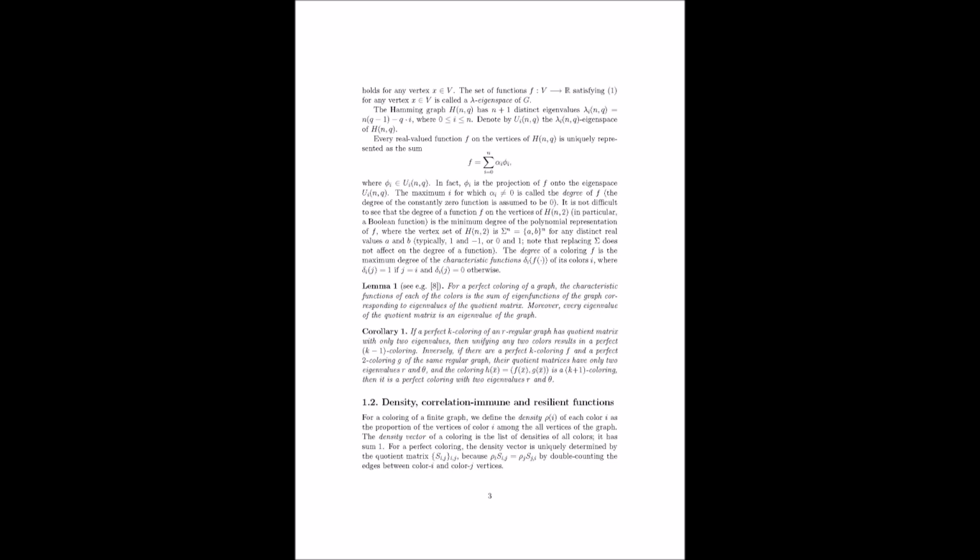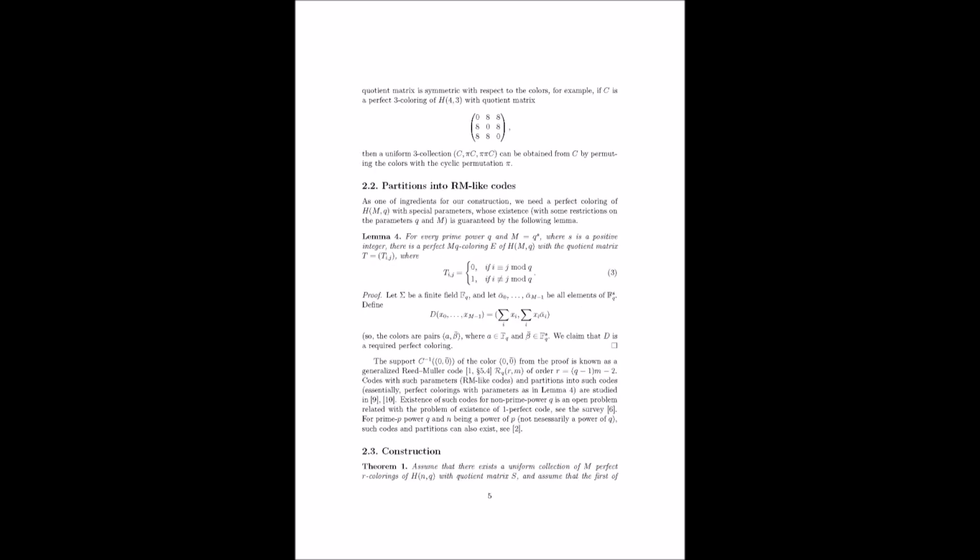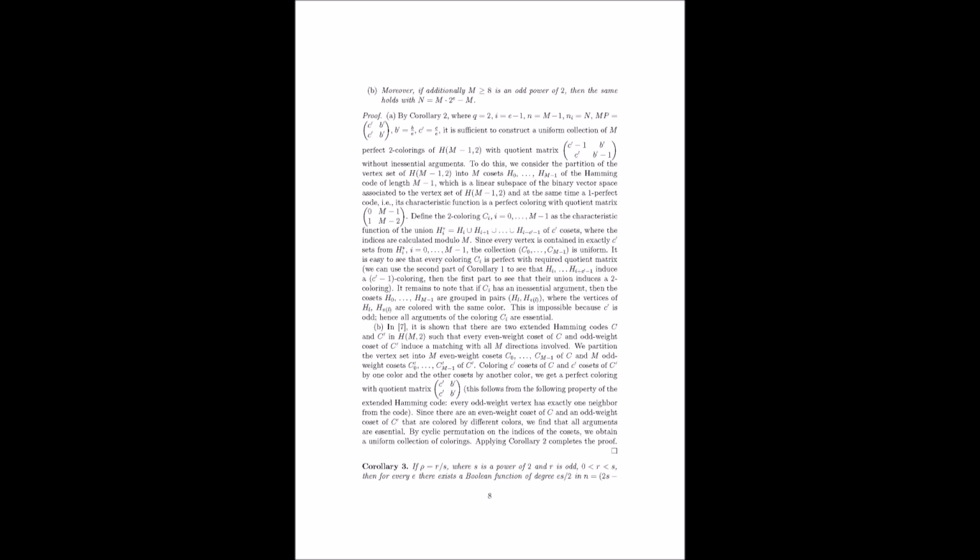Exactly. So remember, we're working with our uniform collection of M perfect R colorings of a Hamming graph H(N,Q) with a quotient matrix S. Right. And we have our perfect MQ coloring of H(M,Q) with that special quotient matrix T where the entries are determined by the congruence modulo Q. Those are our building blocks. Right. And the first step is to take those initial M colorings and expand them into QM new perfect colorings. And we do that by adding Q-1 N inessential arguments to each of the original colorings. So these new colorings are denoted as D(A,Q+J), where A ranges from 0 to M-1 and J ranges from 0 to Q-1.